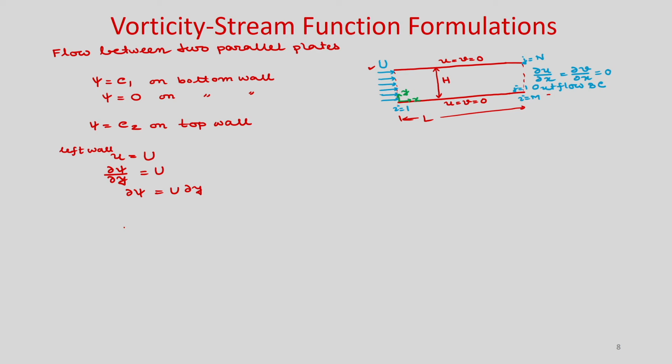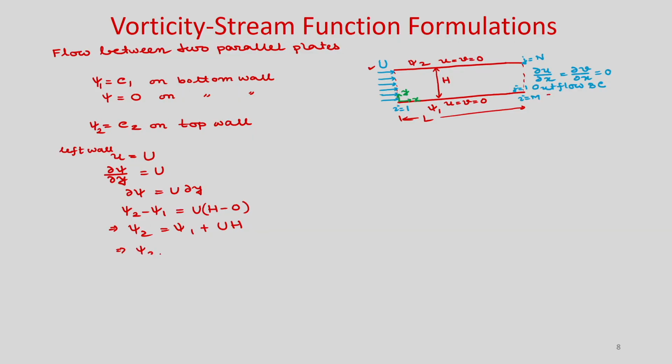So, if you integrate it from 0 to h, then you will get, if this is psi 1 and this is psi 2, that psi 2 minus psi 1 is equal to u into h. So, y is varying from 0 to h, so it will be h minus 0. That means psi 2 will be psi 1 plus u h. So, the psi 2 value we have found: psi 2 is equal to psi 1 plus u h.